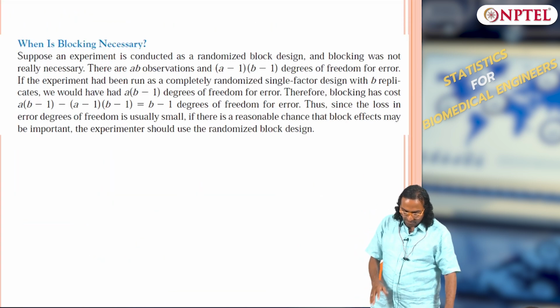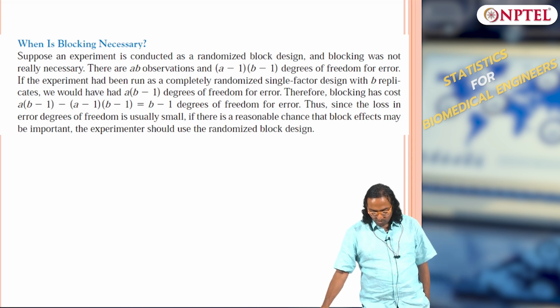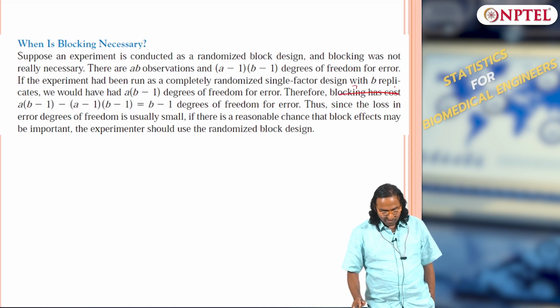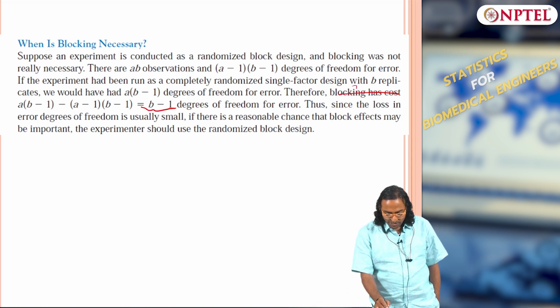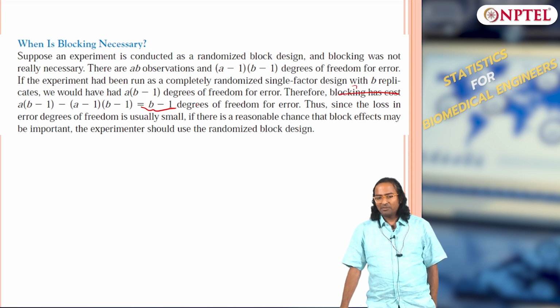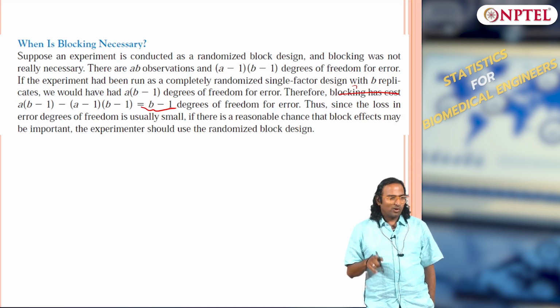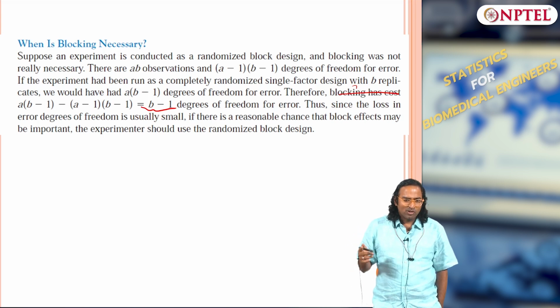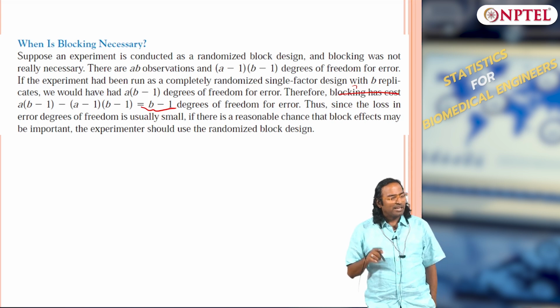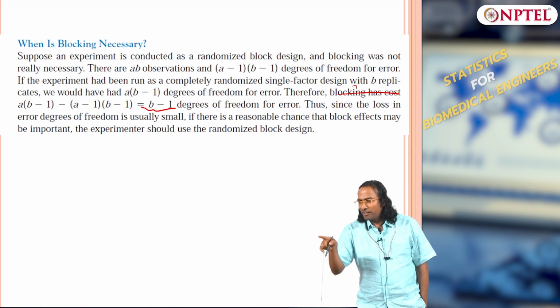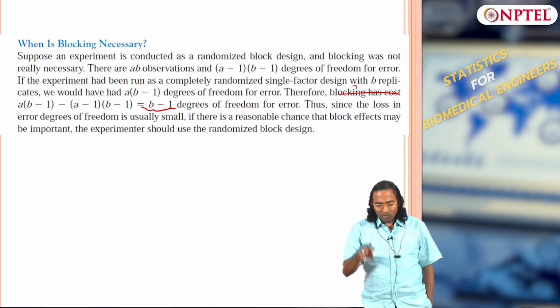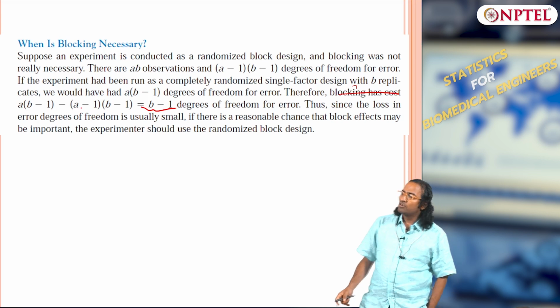So I have given an example problem. The blocking has a cost, which is nothing but you lose b minus 1 degrees of freedom. Because when you do not do blocking, your degrees of freedom for sum squared error is a into b minus 1. Treatment degrees of freedom is the same, a minus 1. Your sum square error degrees of freedom is a into b minus 1 if you were doing without blocking. If you do with blocking, this is a minus 1 into b minus 1.